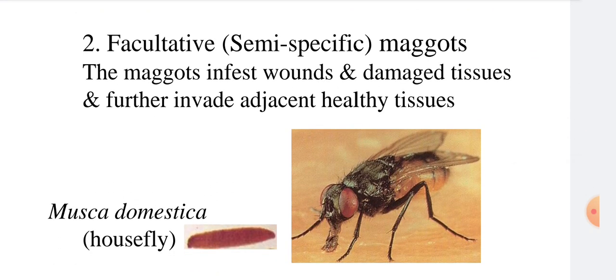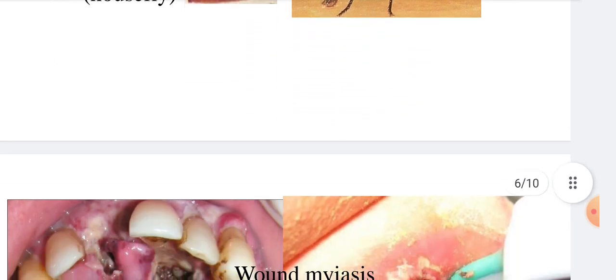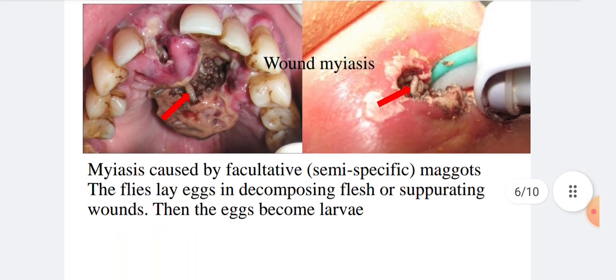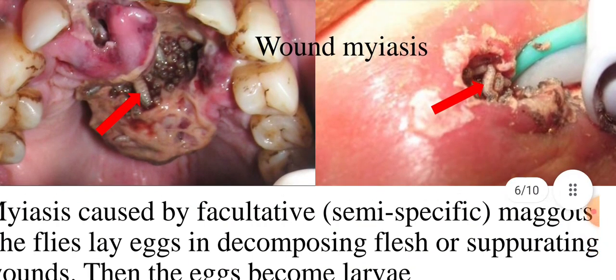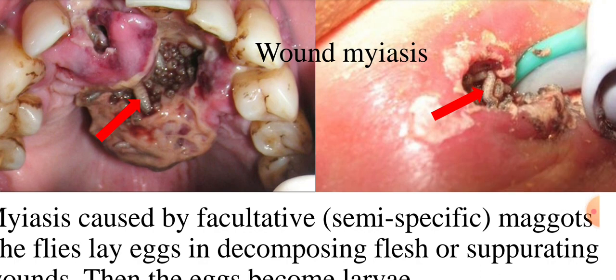2. Facultative or semi-specific maggots. The maggots here infest wounds and damaged tissues and further invade adjacent healthy tissues. This can be caused by maggots of Musca domestica, the housefly. Wound myiasis. Myiasis caused by facultative semi-specific maggots. The flies lay eggs in decomposing flesh or suppurating wounds, then the eggs become larvae. Here the arrows are pointing to maggots in wounds.